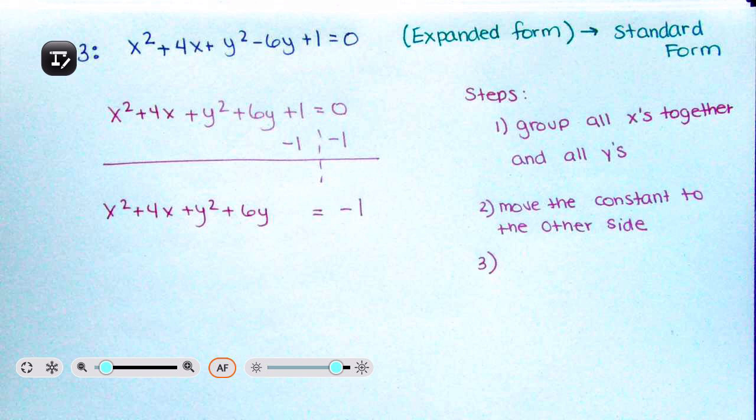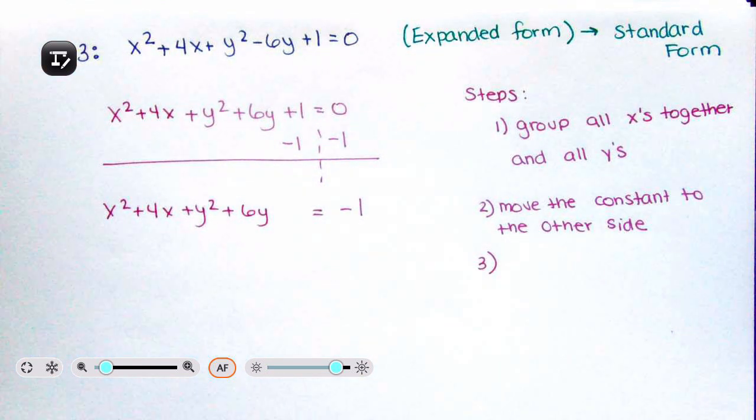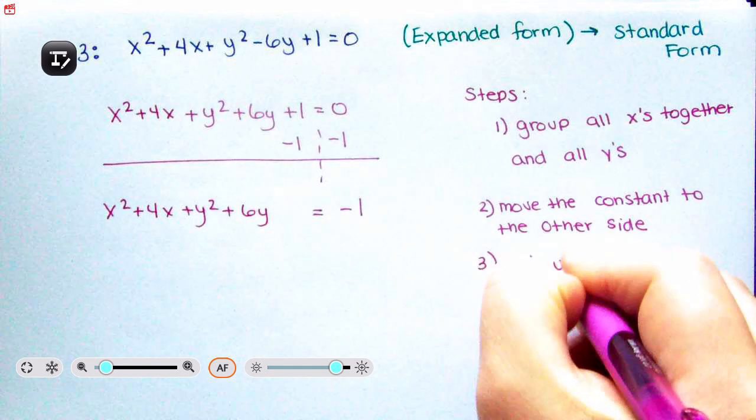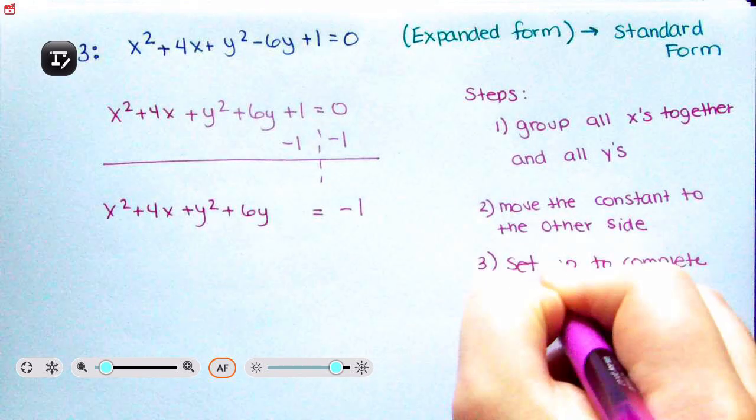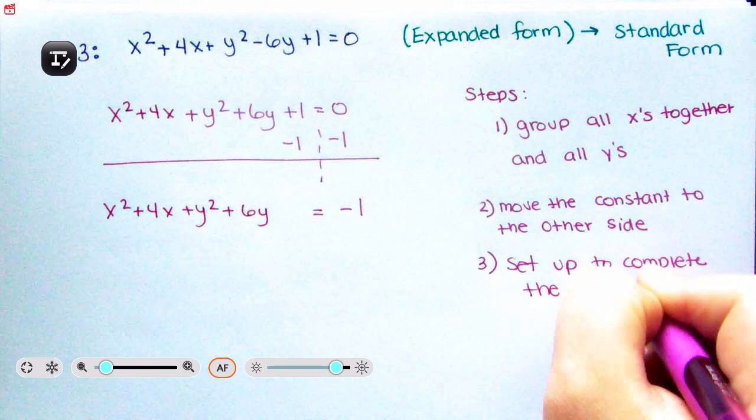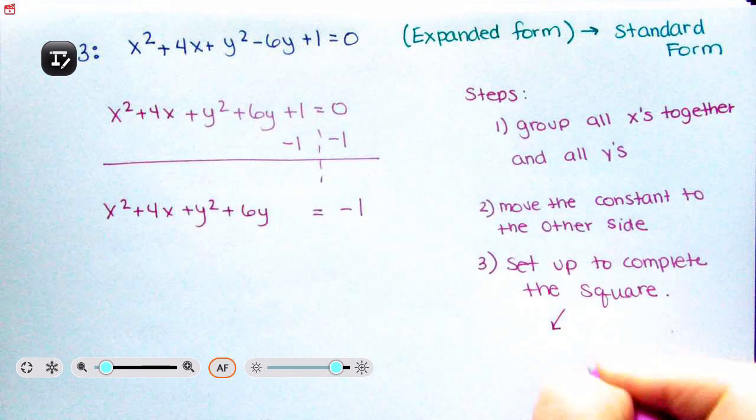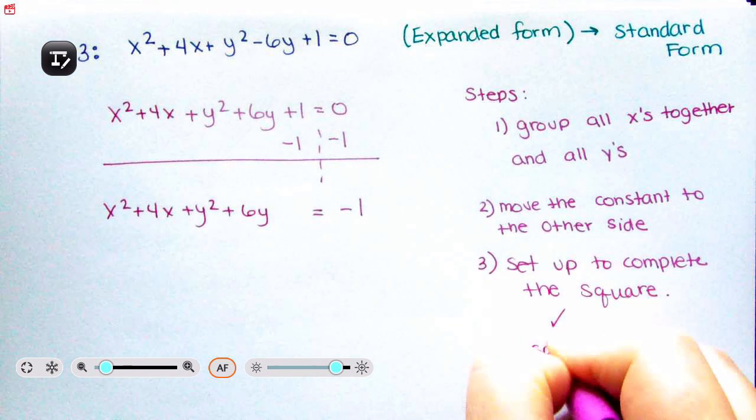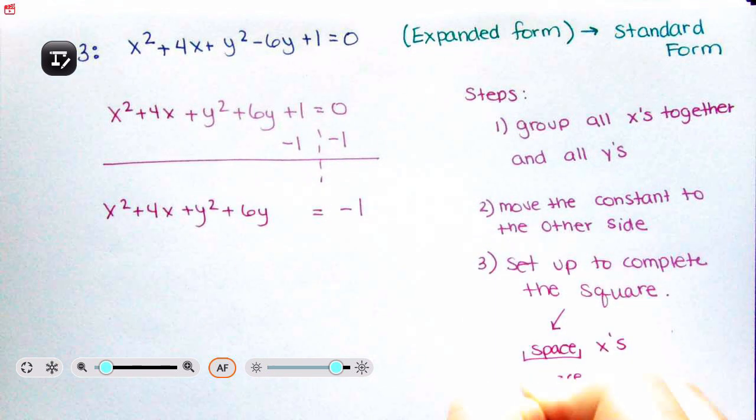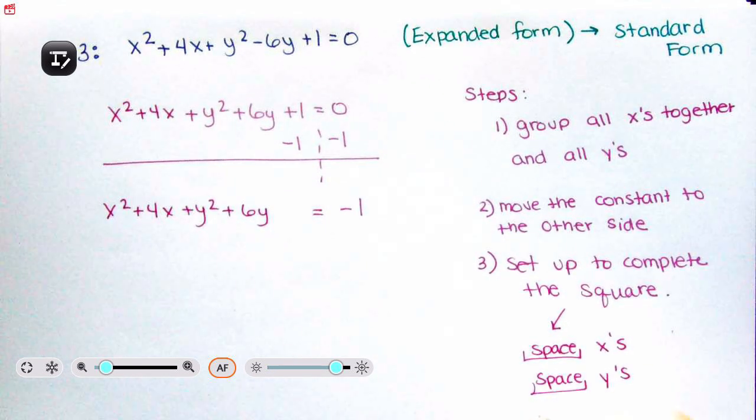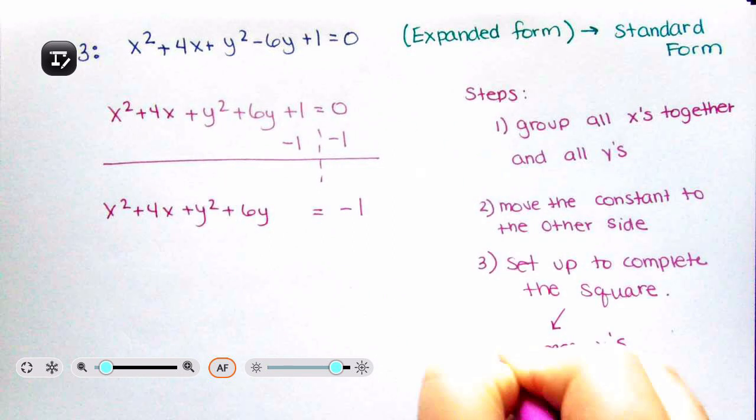You're going to set up, what did we call it in our last video? You're going to set up to complete the square. So set up, complete the square. In this step, you're going to have space for your x's, you're going to have space for your y's, and you're going to have space for your constant. And remember, we are adding these spaces in.